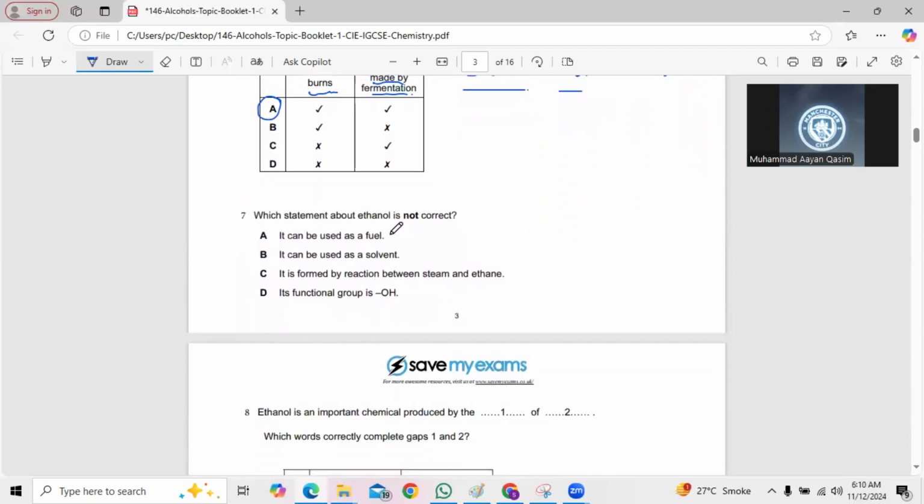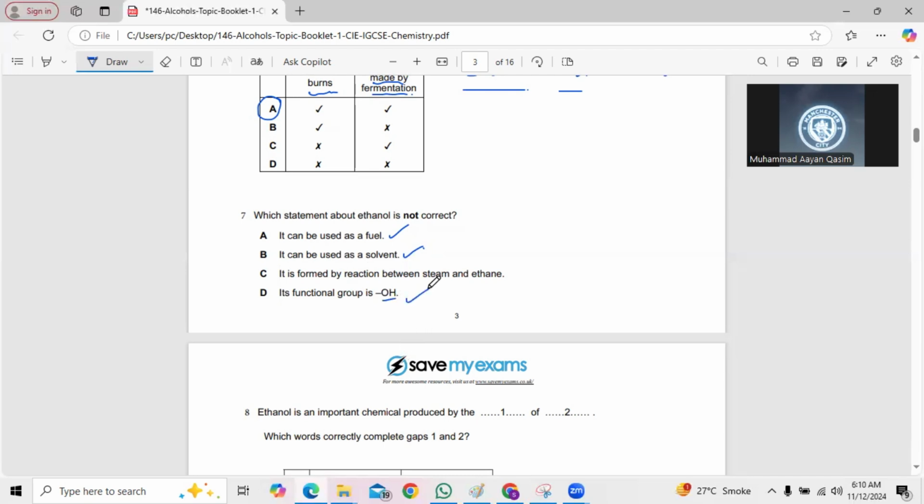Which statement about ethanol is not correct? So what do you think? It can be used as a fuel? Yes, it can, because it is used for combustion purposes, so it is used as a fuel. It can be used as a solvent, okay? Like we can use it in paints to dissolve them. So it can be used as a solvent, which is its basic use. Its functional group is OH.